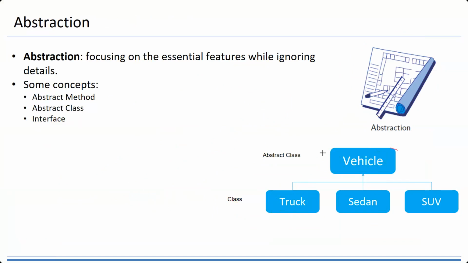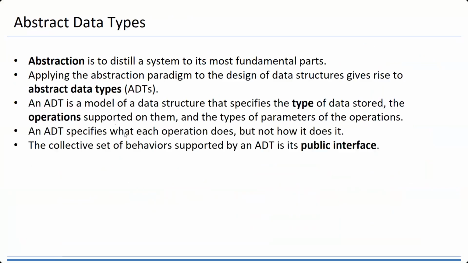So we need to understand how to create this abstract class. The abstraction, we call this the abstract data types. The abstraction is to distill a system to its most fundamental parts. Applying the abstraction paradigm to the design of data structures gives rise to the abstract data types. So before the mid exam, we will learn a lot about ADT.